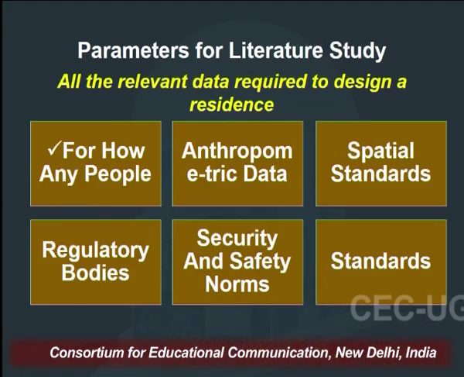The parameters of literature study are all the relevant data that are required to design a residence. That means for how many people, that is the user need, the anthropometric data, the spatial standards, the requirements of the regulatory bodies that have to be fulfilled and complied with, and the security and safety norms and the standards which have to be implemented in all the design process. So, all the 6 points have to be taken care of when the literature study is being worked out.